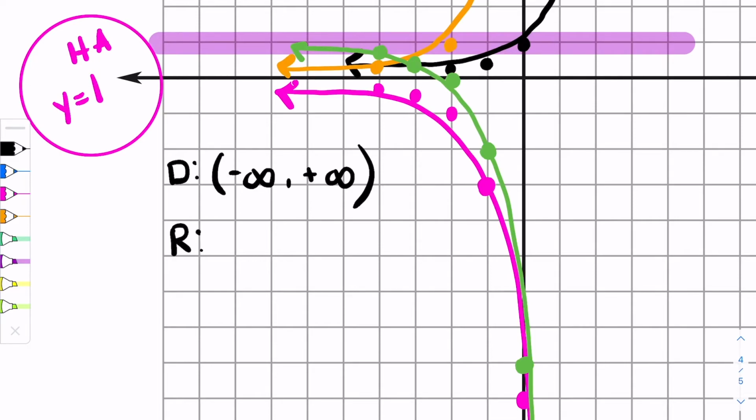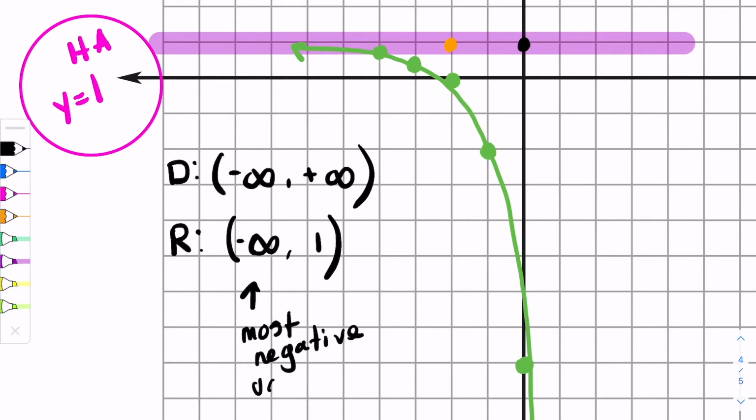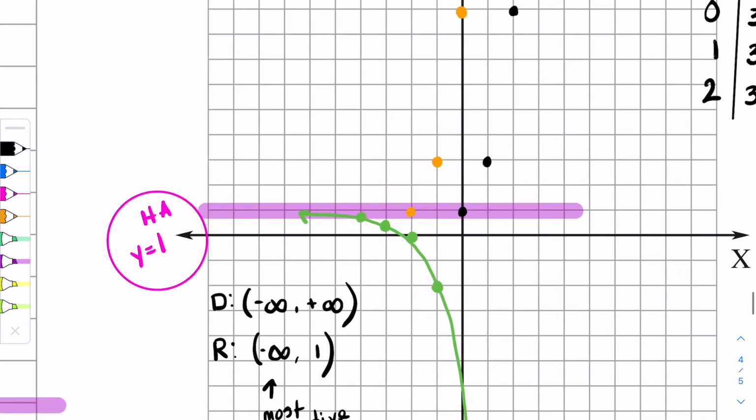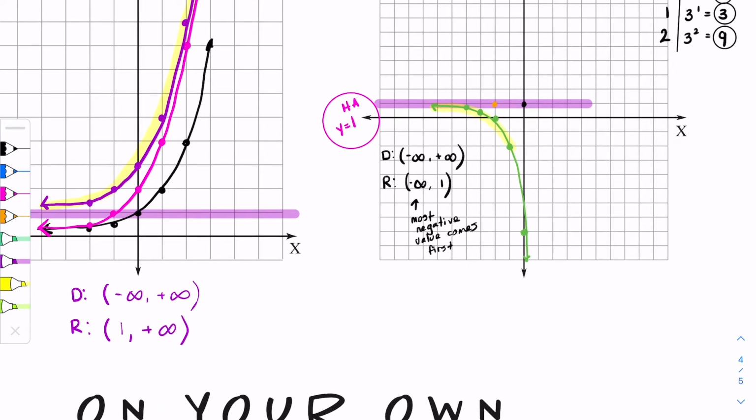And now the range, this is the first time this looks a little different. The range of the green graph, I should erase some on here for you. It looks a little cluttered. So the range of this green graph is going to be from negative infinity to the line at 1. Make sure your most negative value comes first. Okay, and that green line, I'll highlight it in yellow, is your final graph.